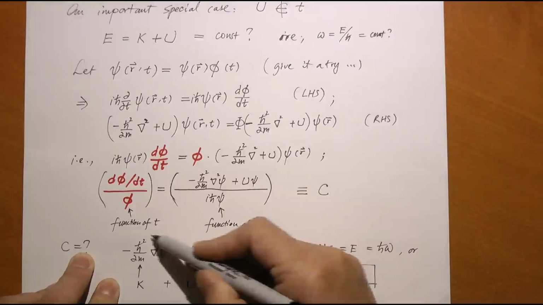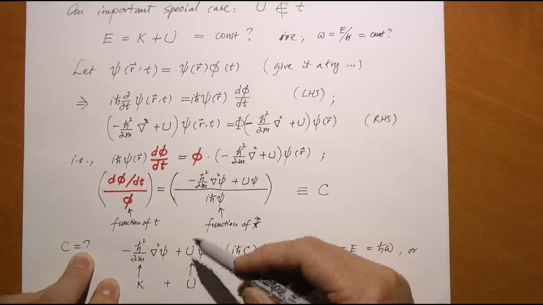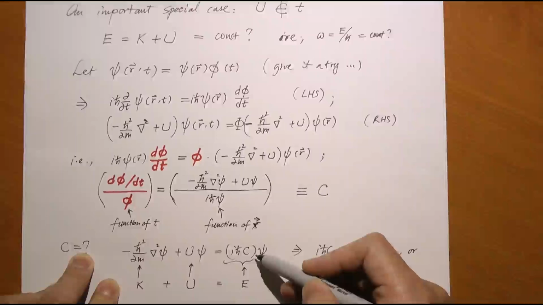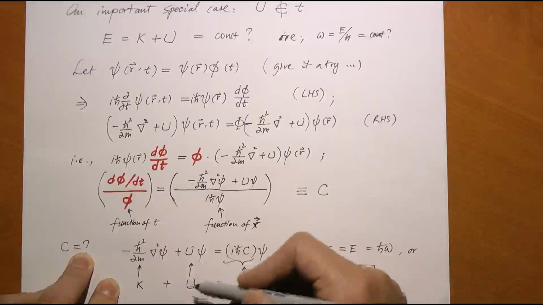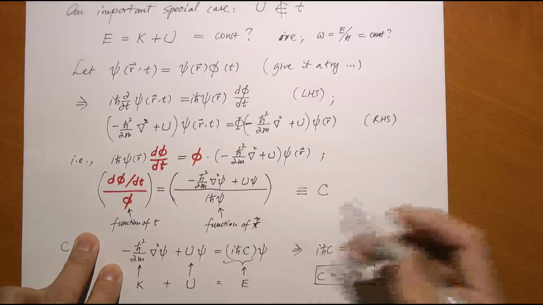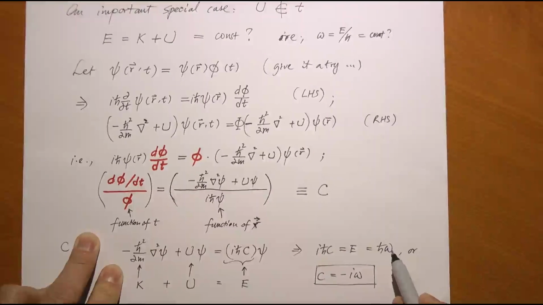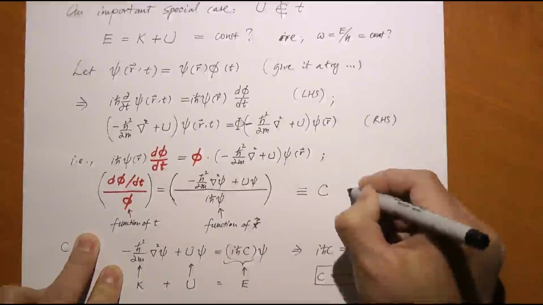Look, this operator gives you the kinetic energy. The next term gives you the potential energy. Operating on ψ, you should get the total energy times ψ, right? Because kinetic plus potential equals total energy. But the total energy is equal to E. So I know that iħ times C must equal E, which is also equal to ħω. And that tells me what C is. C is negative iω. That's what it should be equal to, negative iω.